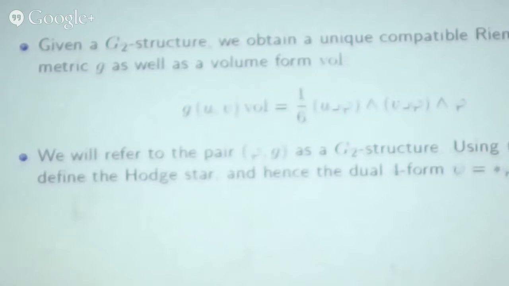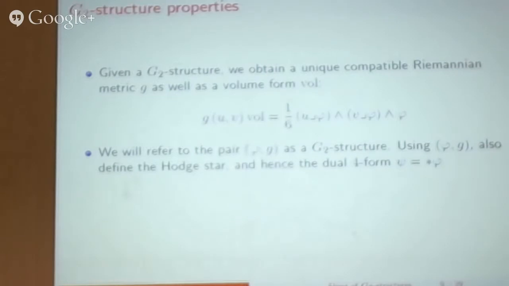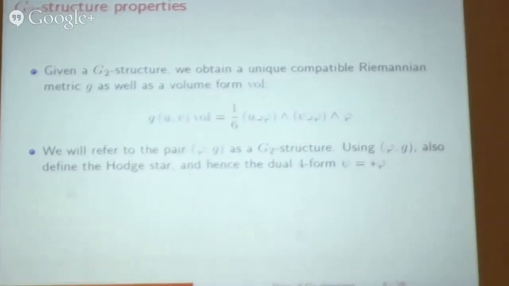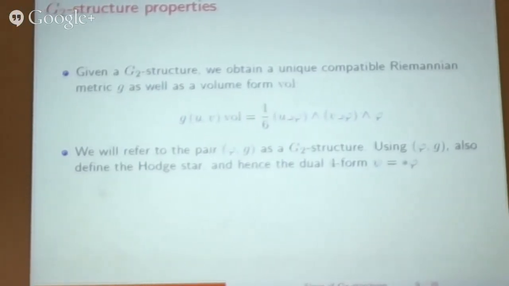Given a G2 structure, so given this positive 3 form phi, we can define a metric which is compatible. In the sense that if we go back to the bundle picture, the G2 sub-bundle is extended to an SO7. So that metric would be the metric defining orthogonality? Right. Yes.